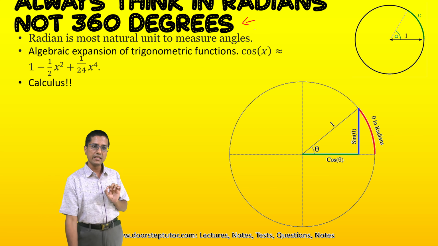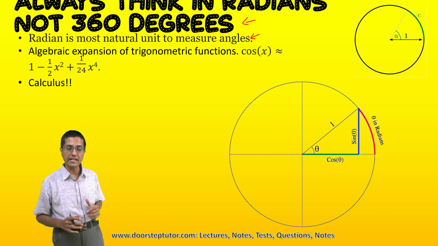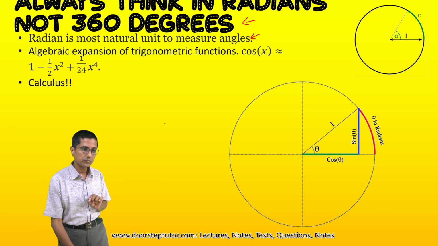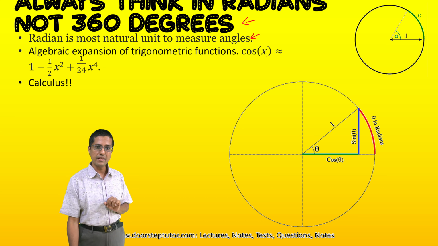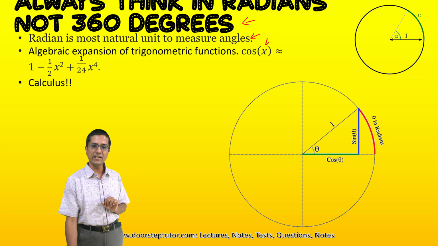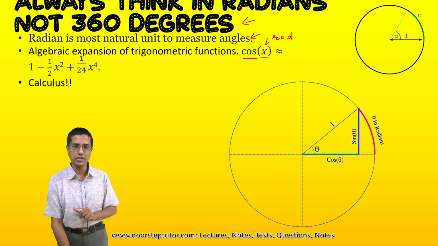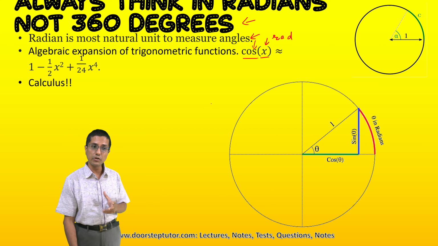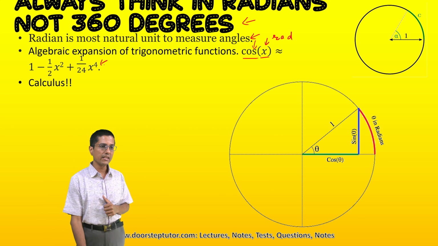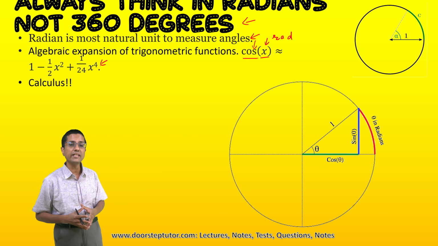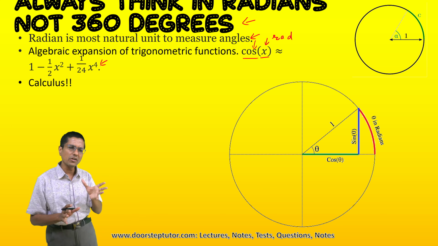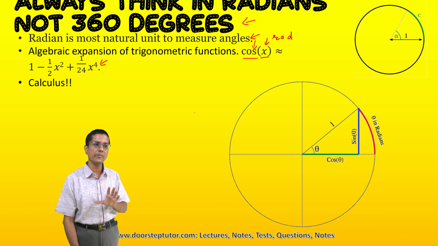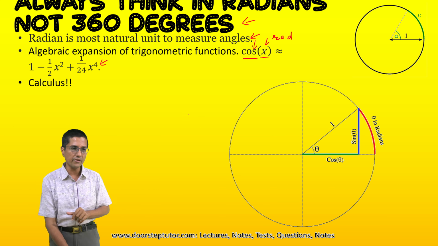See, we already said that radians are the most natural unit because there is some meaning behind it. The second important thing about radians is that if I express the angle x in terms of radians, then I can create the algebraic expansions of cos, sine, all of these trigonometric functions. They can be transformed, not so nice, but at least approximately, into algebraic expressions. Okay, and that comes in useful.